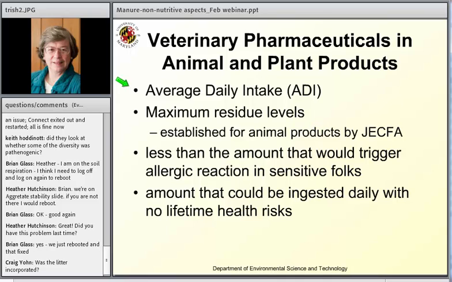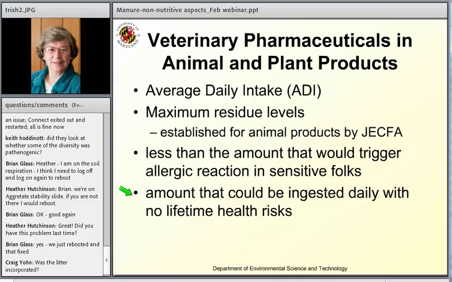And the greater emphasis was put on the amount that would trigger an allergic reaction in someone who was allergic to the antibiotic. So the rationale behind average daily intakes is what's the amount that would be safe for someone to consume in the food they ate per day if they were allergic to, let's say, penicillin or amoxicillin, okay? And they also looked, but this was to a lesser extent because it's much harder to do, what's the amount people could ingest every day all their life and not have any health risks.